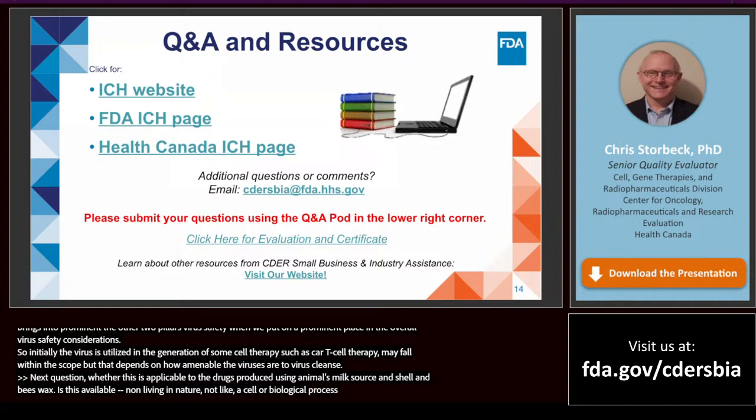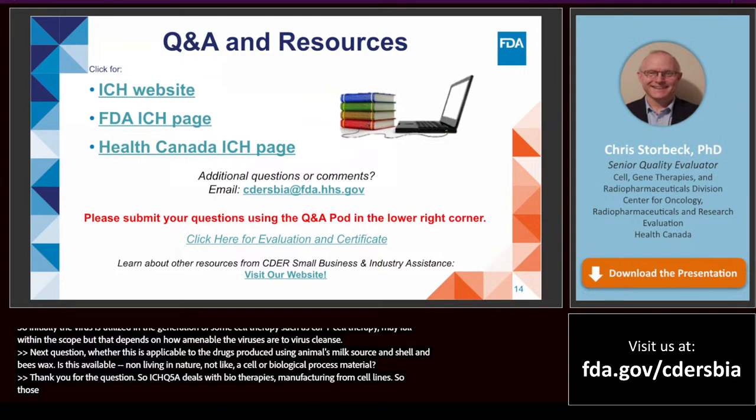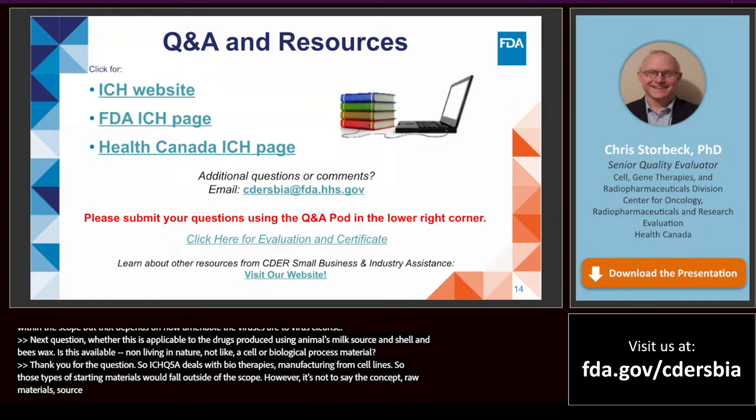Well, thank you for the question. So ICH Q5A, in terms of the scope, deals with biotherapeutics manufactured from cell lines. So those types of starting materials would fall outside of the scope. However, that's not to say that some of the concepts of ICH Q5A, including raw material sourcing and testing, could not be applied to the viral safety considerations for those types of raw or starting materials. Thank you.